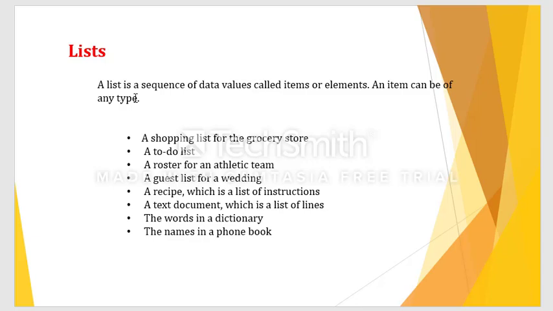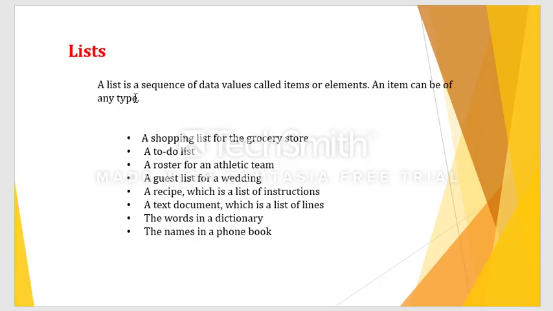Next, when you want to prepare a recipe, that is also a list. What are the things you need for having a good recipe? So a lot of things, all these come under list. The words in a dictionary, names in a phone book. Everything is a list. So we have so many things in a list.